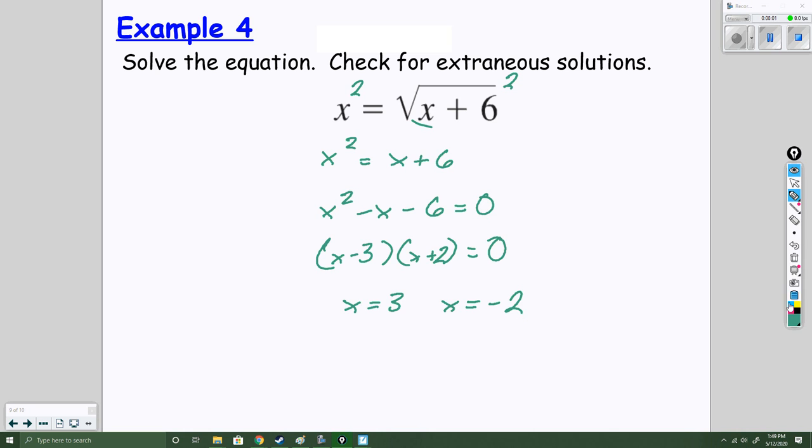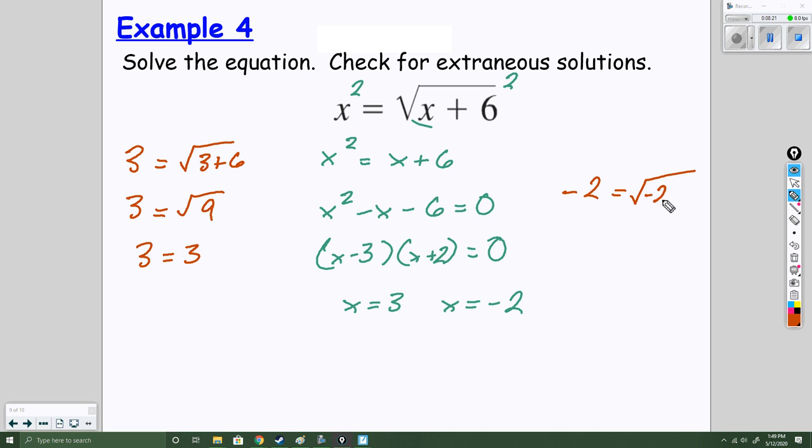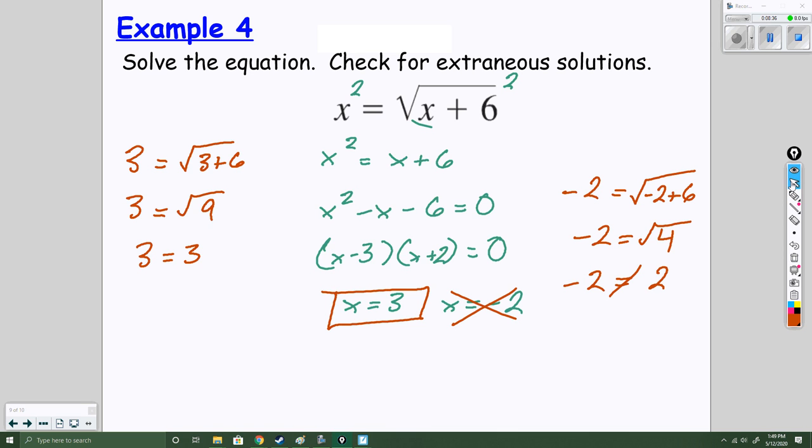All right, in this case, one of these doesn't work. Let's plug 3 in. If we plug 3 in, we get 3 equals the square root of 9. And 3 does equal the square root of 9. The square root of 9 is 3. If we plug negative 2 in, negative 2 plus 6 is 4. And the square root of 4 is 2, but not negative 2. So negative 2 is an extraneous solution. So the only solution in this case would be positive 3.